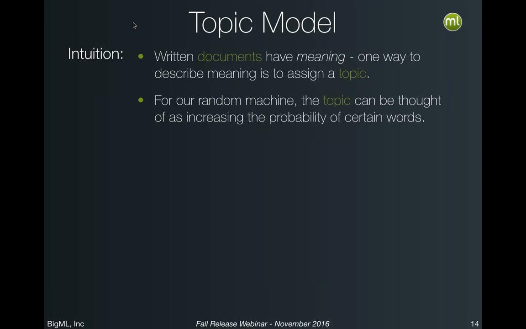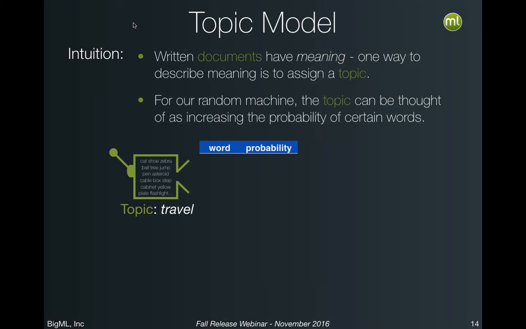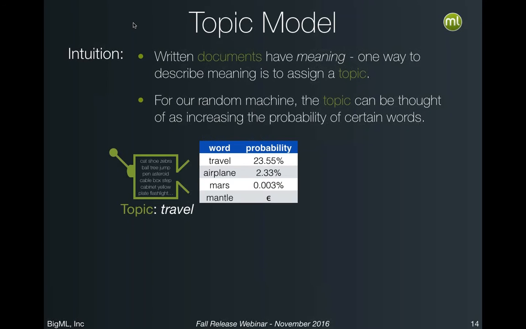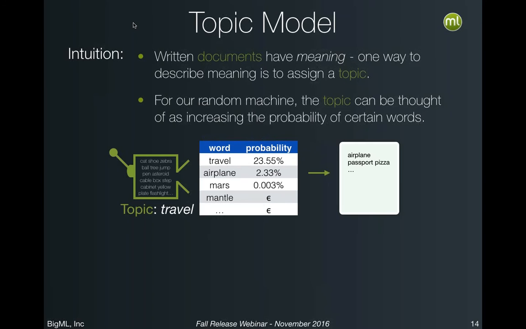So the intuition here with a topic model is that written documents usually have some meaning, and usually that meaning has to do with the fact that the words in the document are clustered around a certain idea that we're going to call a topic. And for a random machine, when we say topic, we mean a version of that machine that has a higher probability for certain words. So suppose we have a machine that generates documents that are about travel.